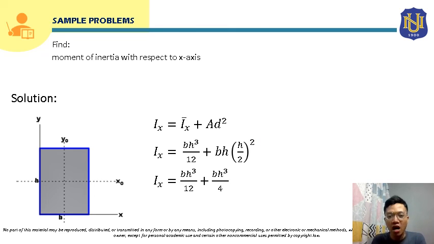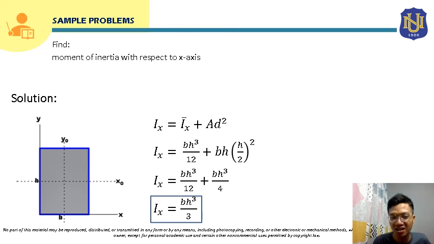Our simplified form here will be bh cubed over 12 plus bh cubed over 4. If you simplify that, that is actually bh cubed over 3. So this is correct. This is also the established moment of inertia about x if the x-axis is at the base of the rectangle. So again, the transfer formula for moment of inertia will be useful.